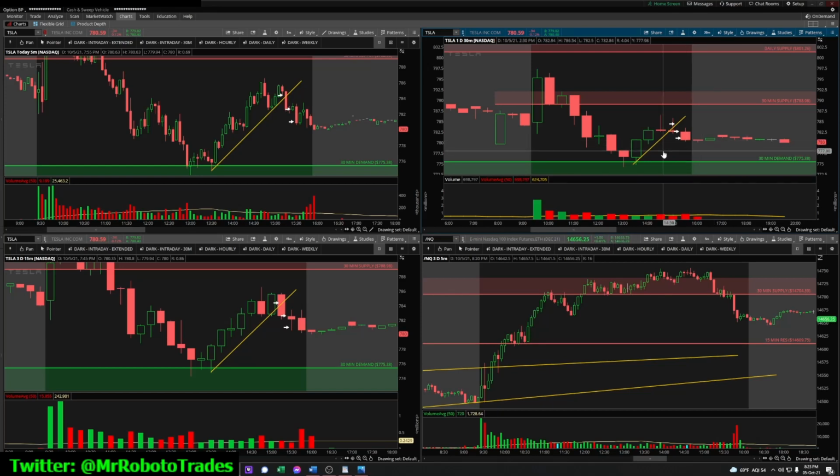The icing on the cake was NQ finally dipping at the end of day, failing to break past this supply, and then knifing down at the end of the day. When I started seeing these knives and I took all of these factors into consideration, it just made puts at this juncture a trade that made a lot of sense.